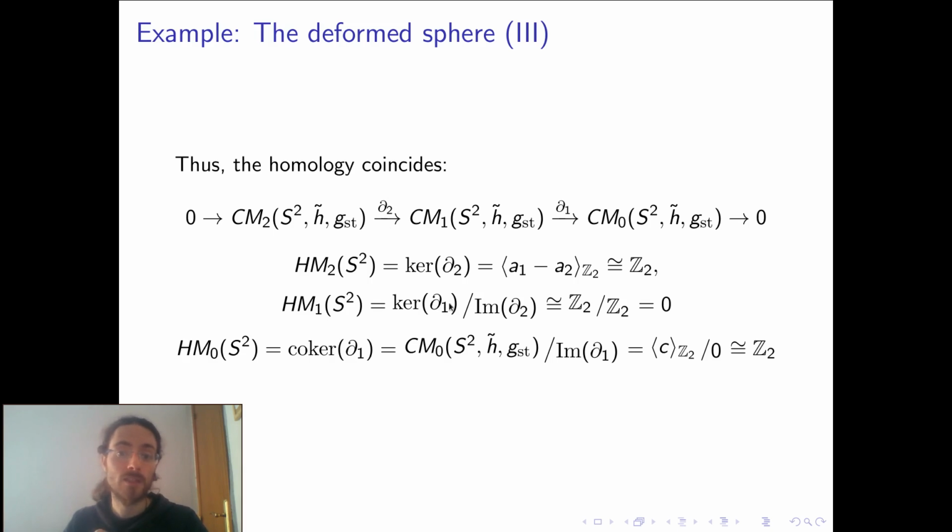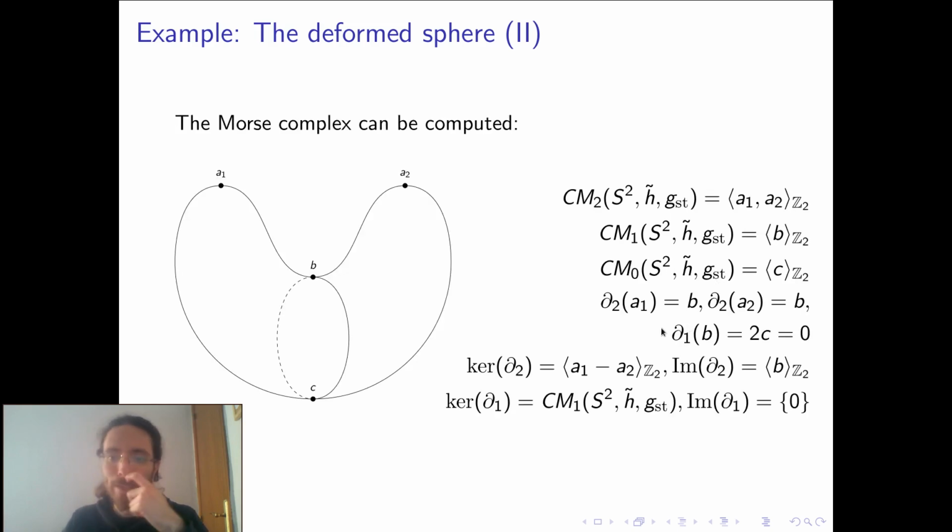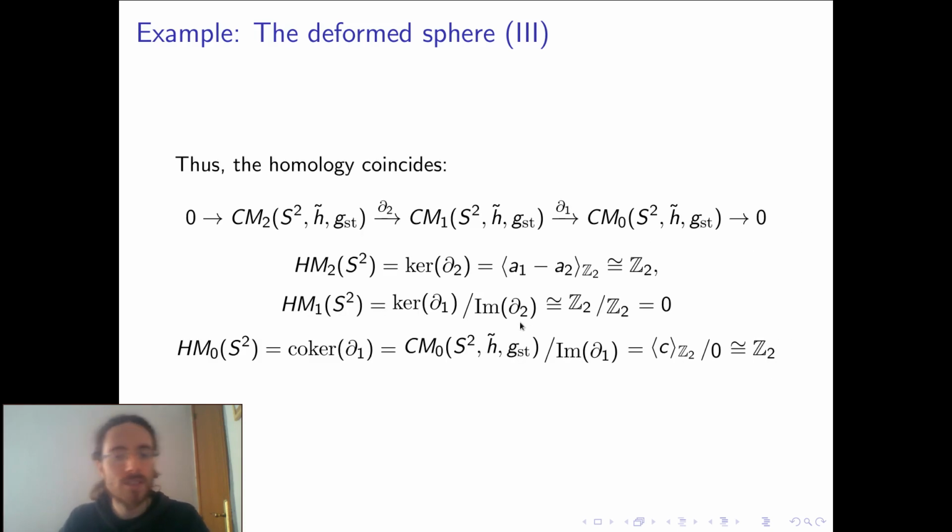If we take this into account, we will see that, if you allow me to go back 1 second, delta 1 is 0, so the kernel is the whole first Morse group, and this is the one generated by B. And the image of delta 2 is exactly the same. So it's not striking that the quotient between these two groups is exactly the trivial group.